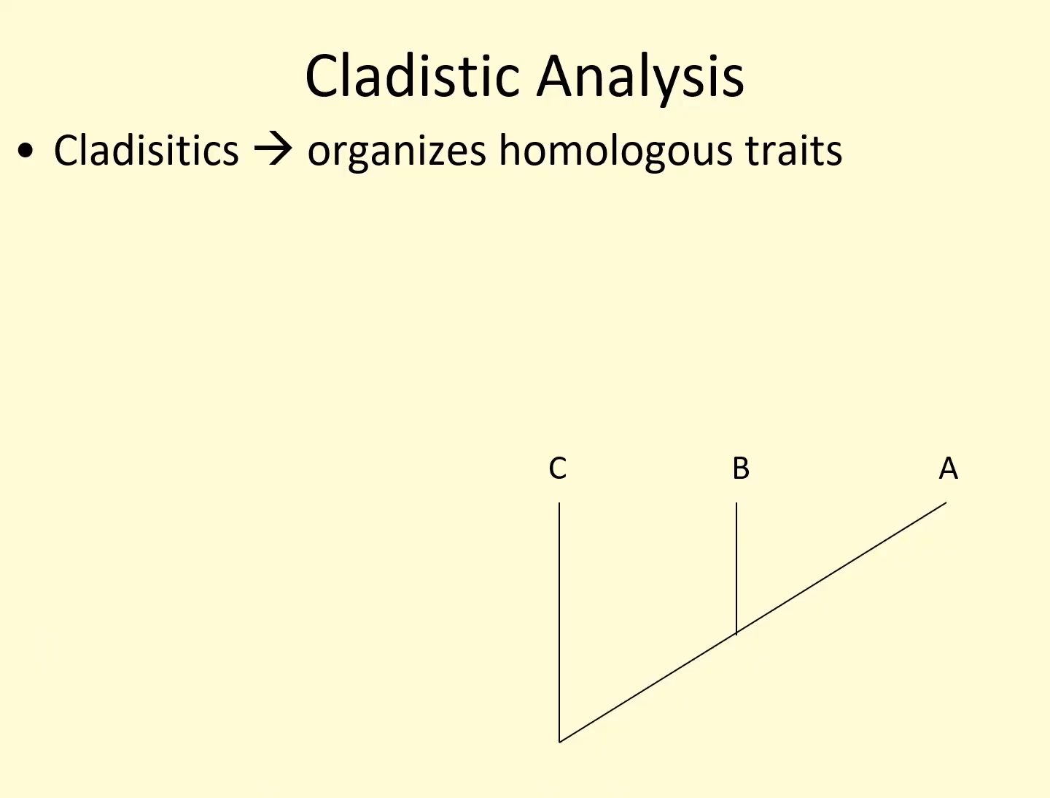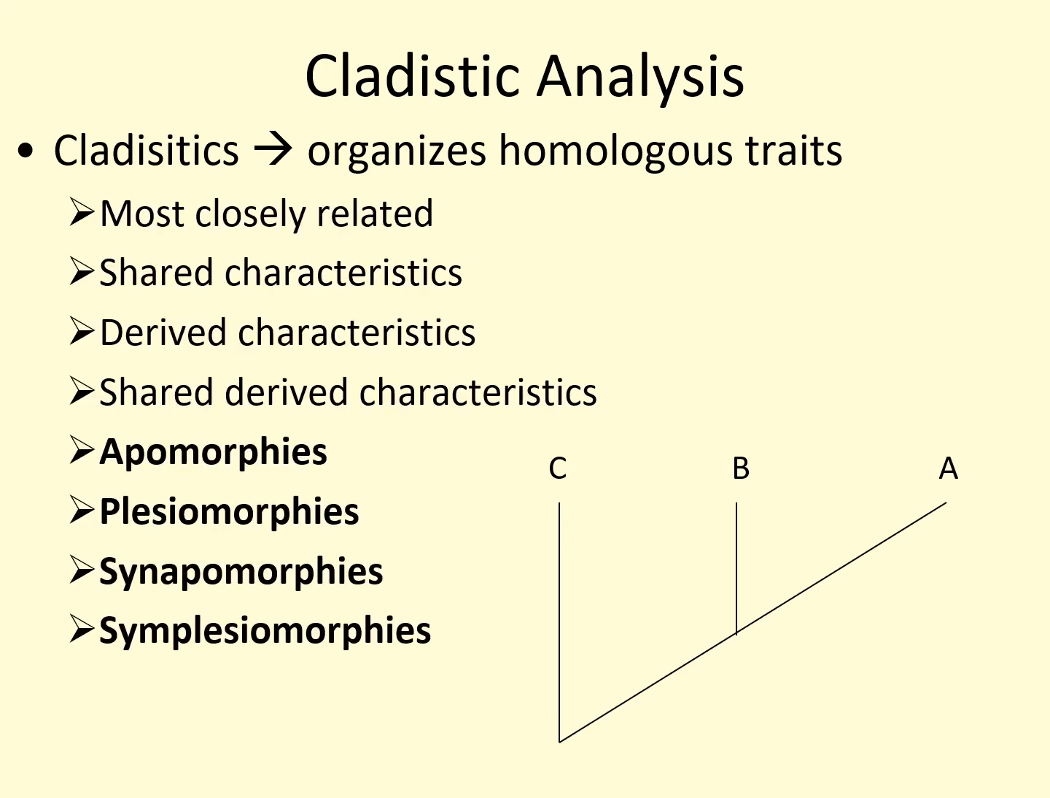So now what we want to take a look at is cladistics. Cladistics is organized based upon homologous traits, homologous structures. What we're looking at is who is most closely related. So we're going to look at what are called shared characteristics. These are homologous structures: what do you all share in common? And then we're going to look at derived characteristics. Derived characteristics are the evolved characteristics you didn't see before until this particular period of time. These organisms actually have it.